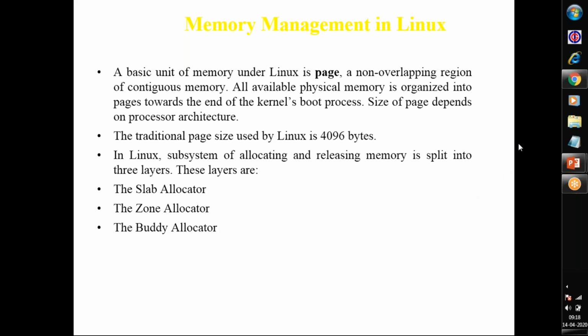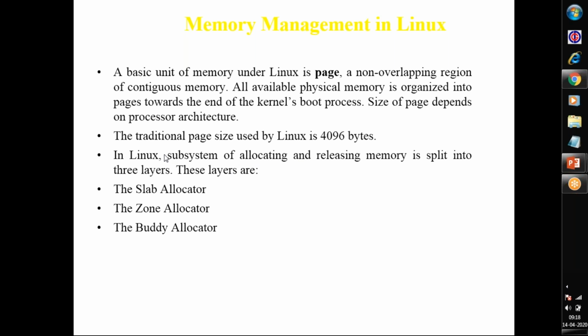So the basic unit of memory is nothing but your page, that is a non-overlapping region of contiguous memory, and all available physical memory is organized into pages towards the end of the kernel boot process. Traditional memory page size is 4096 bytes.